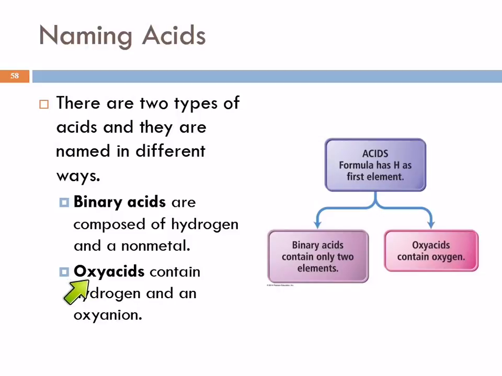Oxyacids, as the name implies, contain oxygen. It's an acid that contains oxygen in its formula. The binary acids are usually hydrogen and one other nonmetal, but there are a couple of exceptions, and that's why I'm not a big fan of the name binary acid. So we have two different sets of naming rules, one for the binary acids and one for the oxyacids.